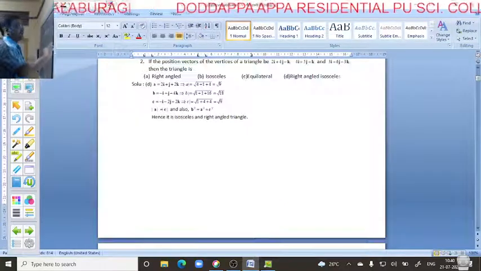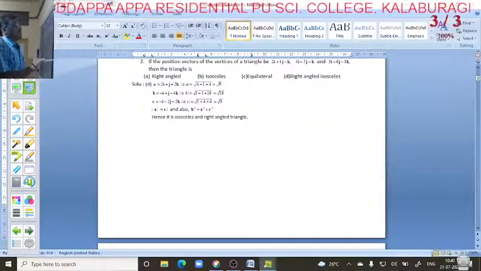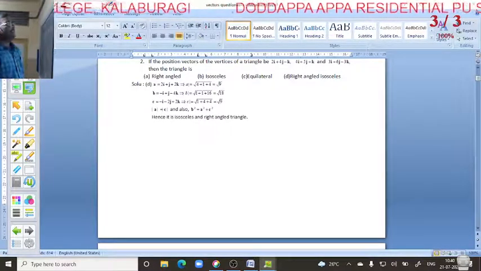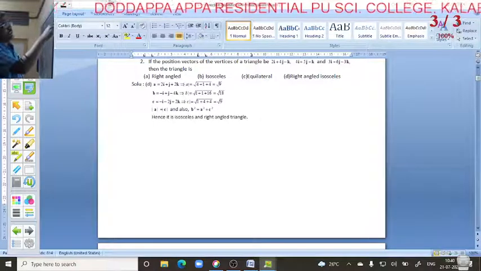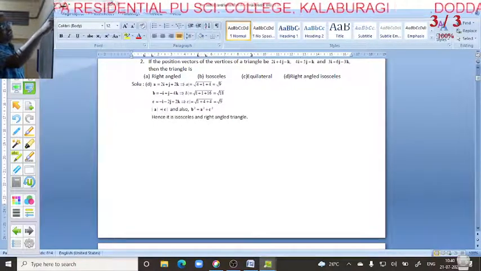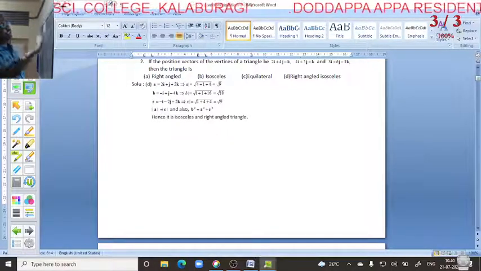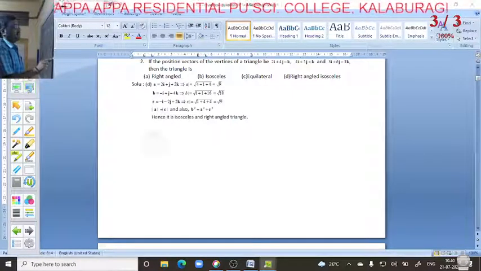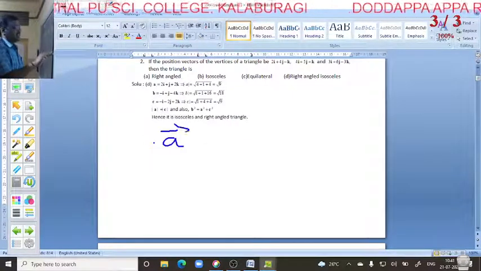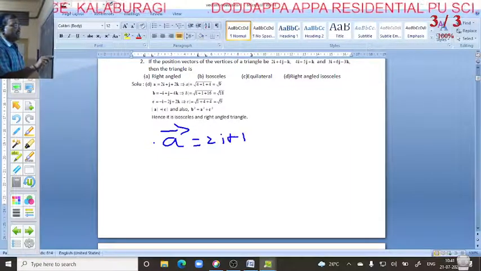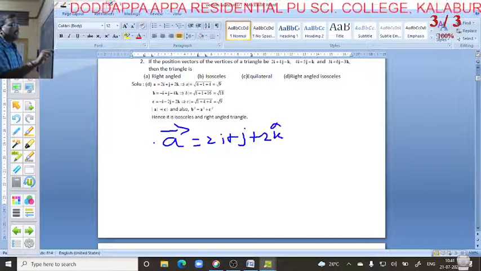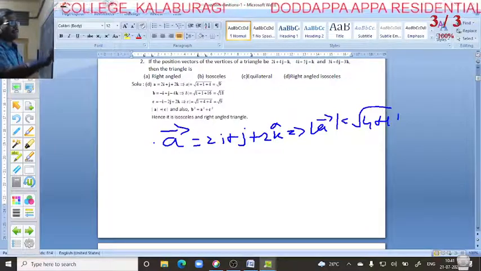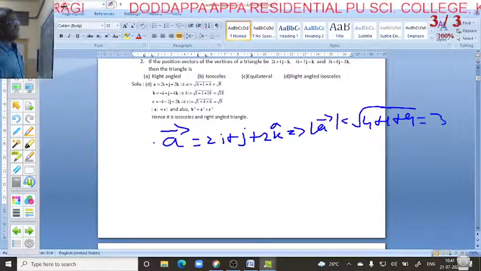Next we go for second problem. If the position vectors of the vertices of a triangle be 2i plus 4j minus k, 4i plus 5j plus k and 3i plus 6j minus 3k, then the triangle is. First of all, you have to find out all three vectors. First take vector A is equal to 2i plus j plus 2k. First you have to find out its magnitude. If you find out its magnitude, it means 4 plus 1 plus 4, we get root 9, that is 3.